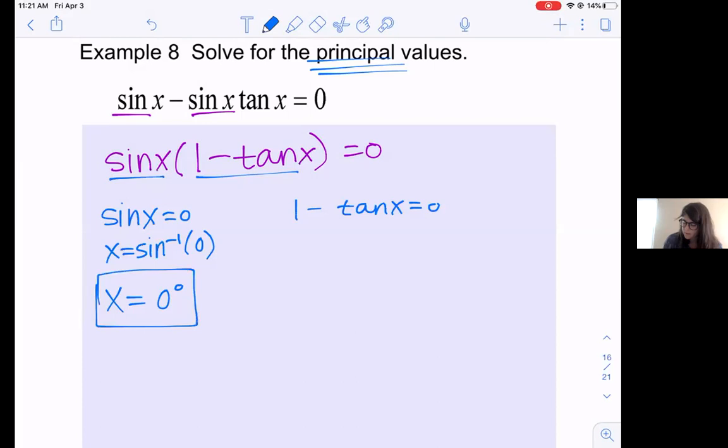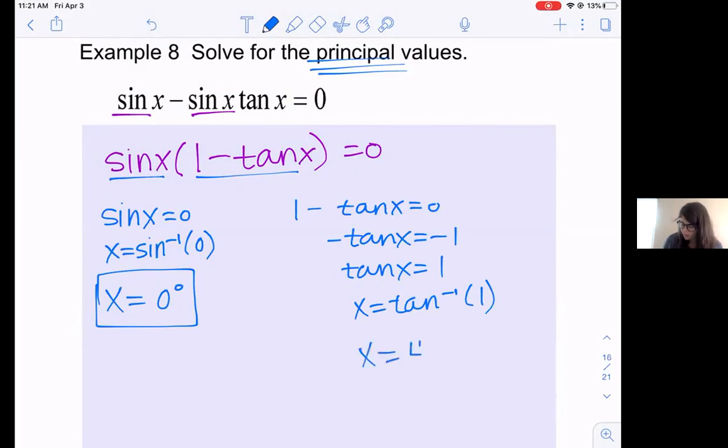Okay, over here, I'm going to subtract 1, divide by -1, and x equals the tangent inverse of 1. So in my principal values for tangent, I need to look at the first and fourth quadrant and see what angle gives me a y over x, or a tangent value of 1, and that is going to be 45 degrees.